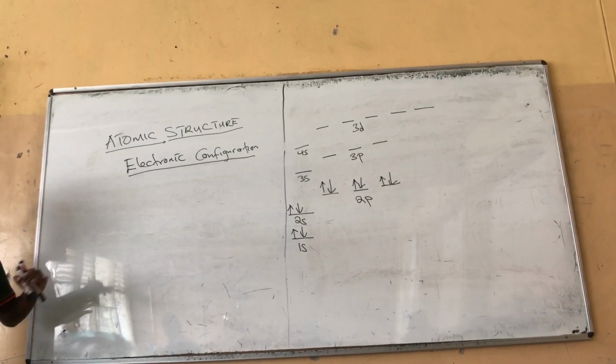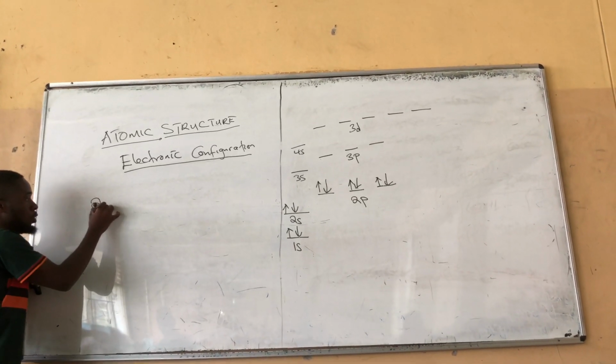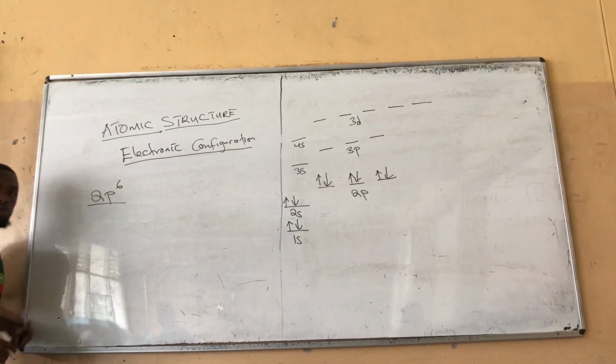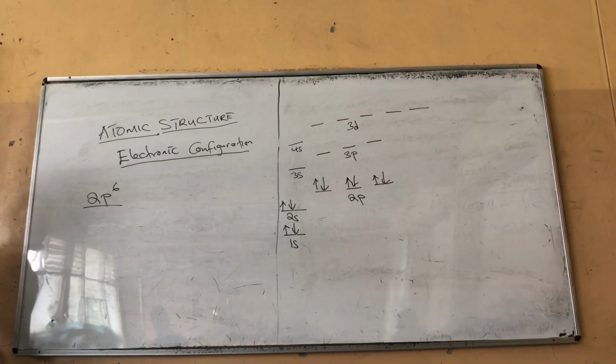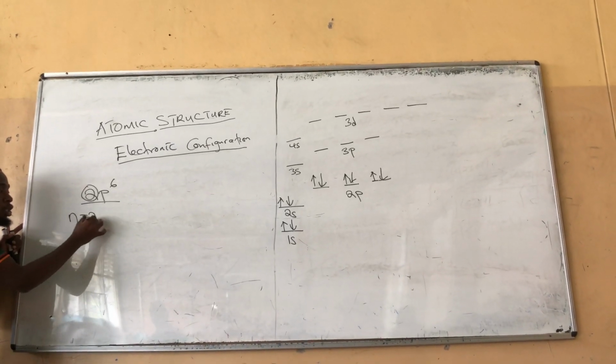To explain this, let me go back and say 2p to the power 6. The 2 in front here represents the principal quantum number, which is 2.